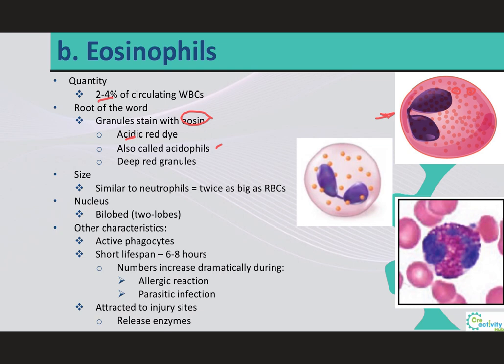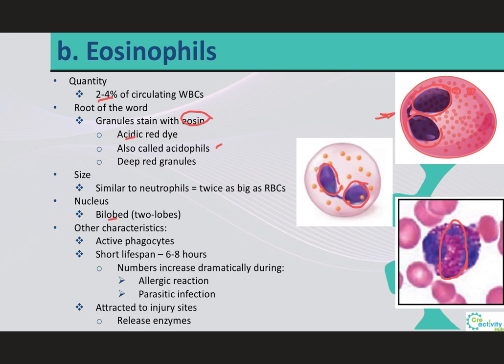With regards to their nucleus, they're going to have these deep red granules, which we can see on this image over here. And their nucleus will contain 2 lobes, as represented on both of these images. And when they contain 2 lobes, we can say that they are bilobed. So this will make it very easy to identify the eosinophils.